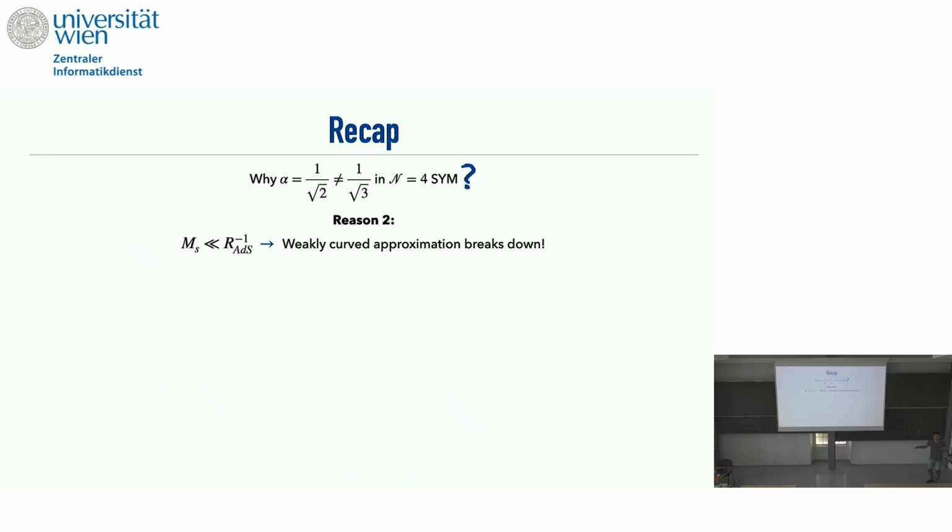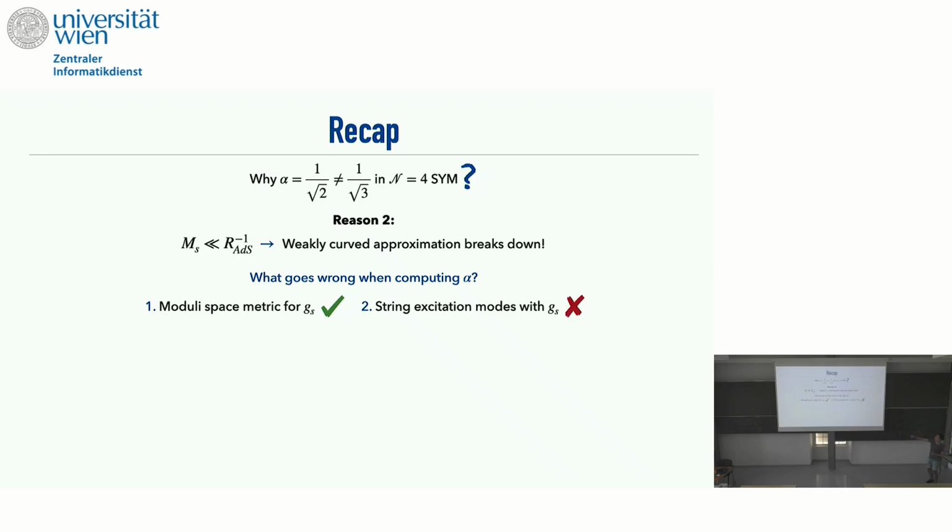There is another reason why this is changing. Again, the string is in a highly curved background. I have to take that into account. And what this is doing is that this is changing the quantization of the string. How is this happening? Well, in this case, I can be more refined, and I can say what is going wrong in the computation of alpha. When I compute alpha, typically I put two inputs. One of them is the moduli space metric for GS, which you can just check in the ADS, it works. It's okay. This is not the problem. And the other one is how the mass of the string excitation behaves with GS. And this is what is going wrong.